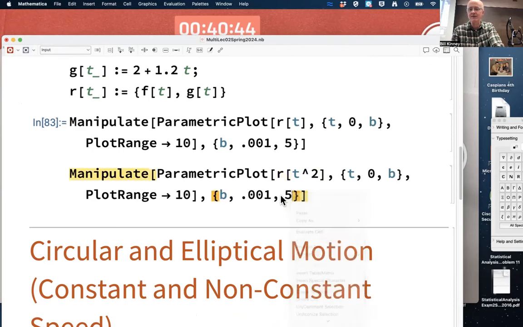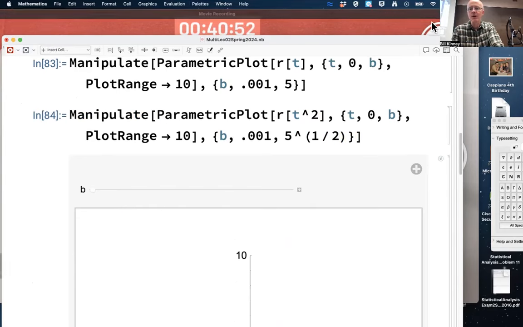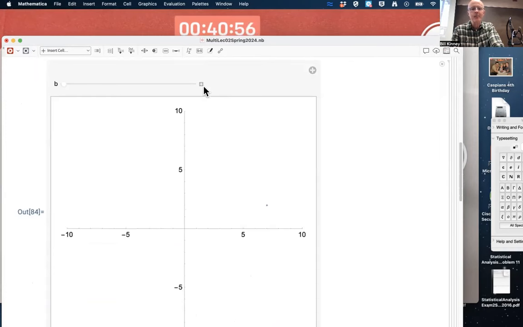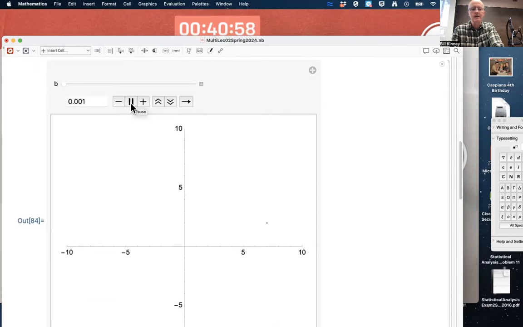If I do that, though, to end at the same spot, I got to go from, instead of up to 5, to square root of 5. Now watch the motion. It's not constant speed. It starts out slow, but then it speeds up, going faster and faster. That's motion along a straight line.